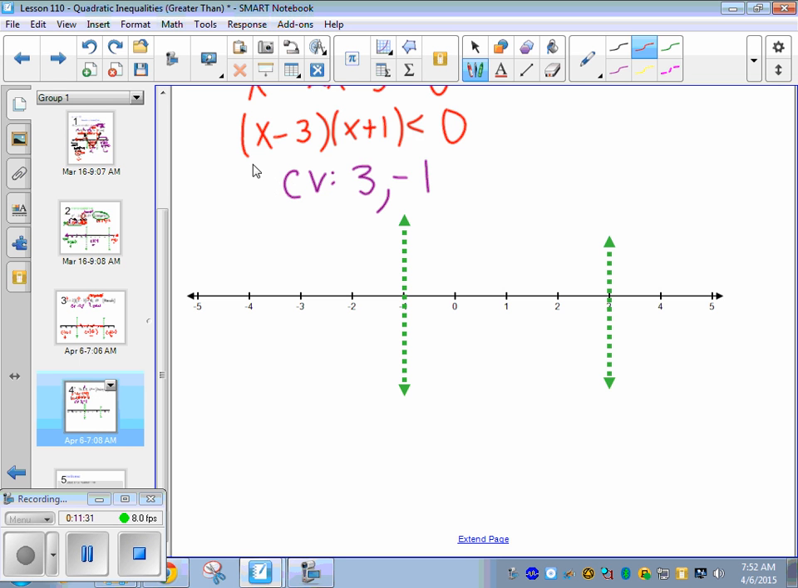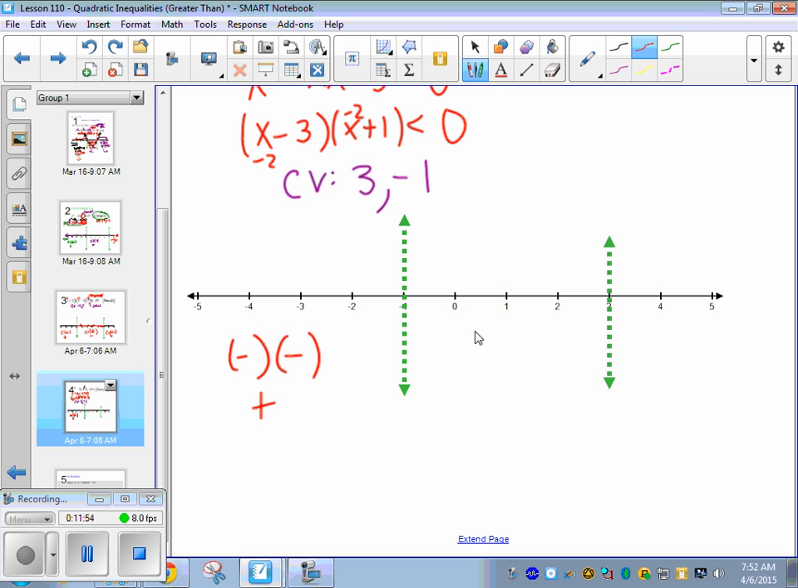So David, if I plug negative 2 in right here, positive or negative? Negative. Okay. And Kendra, if I plug in negative 2 right here, positive or negative? Good. And a negative times a negative is a positive. Are we looking for positive or negative answers? Yeah, we're looking for negative answers here.